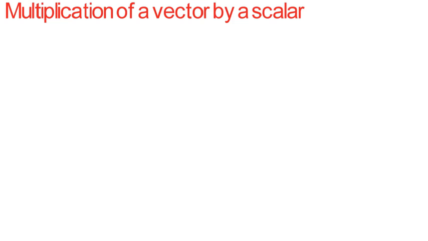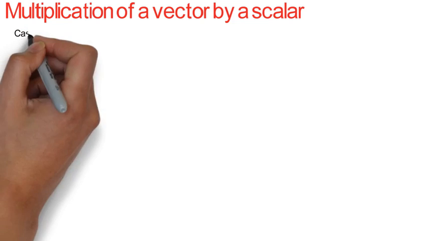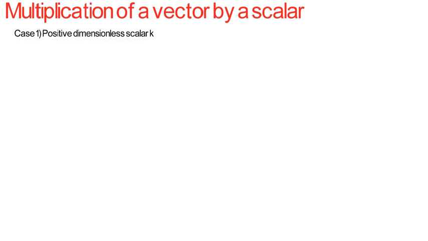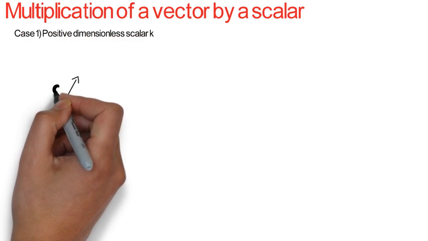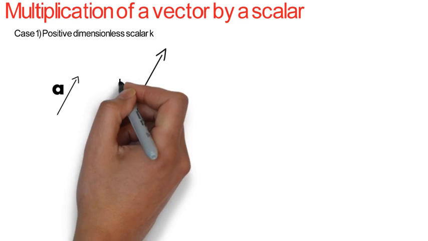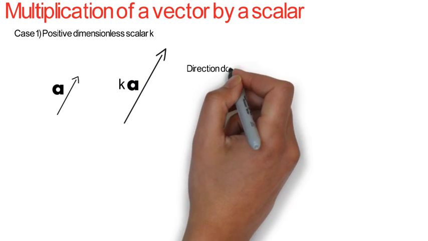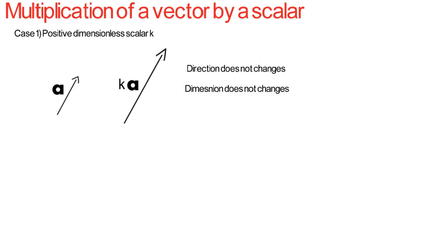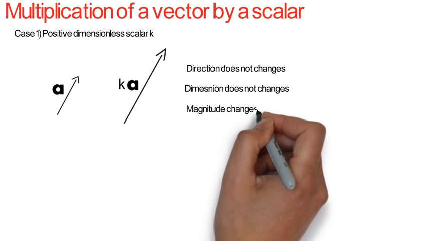all the four cases. The first case is when a vector is multiplied by a positive dimensionless scalar k. So here k is a dimensionless quantity. So this is the vector A, and I want to find out what will happen to this vector when it is multiplied by a positive dimensionless quantity. Simply, its magnitude will increase k times. The direction does not change. The dimension does not change. Why? Because k is itself dimensionless, and the magnitude becomes k times of its initial magnitude.